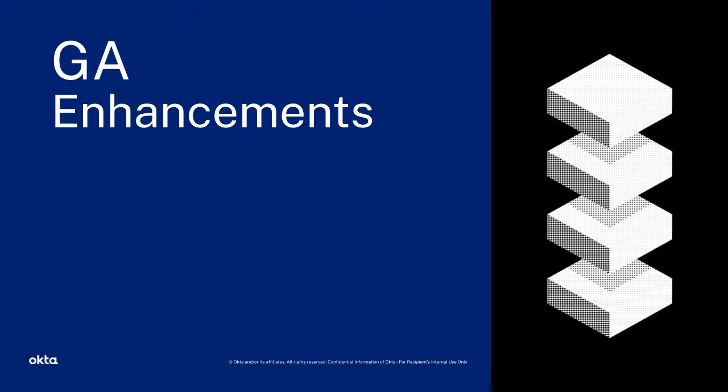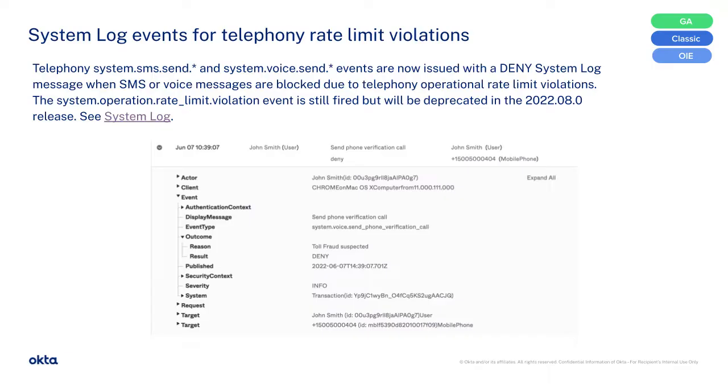Moving on to GA enhancements. Continuous improvements to telephony rate limit violations. Voice and SMS send events now issued with a deny system log message when SMS or voice messages are blocked due to telephony operational rate limit violations. Note, the system operation rate limit violation event is still fired, but will be deprecated in the 2022.08.0 release. See system log.